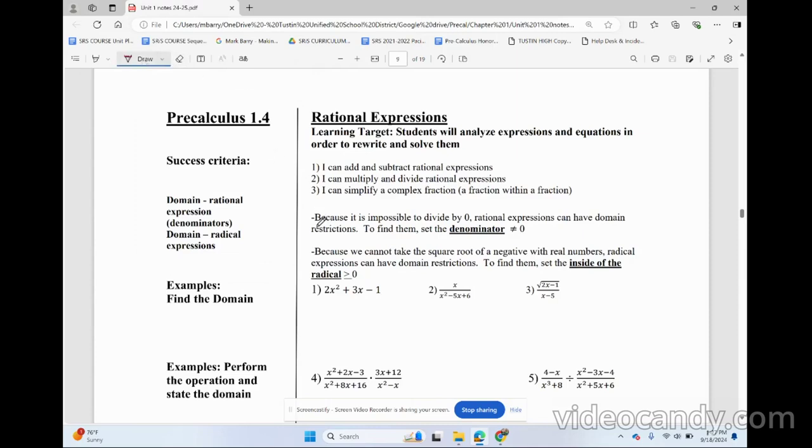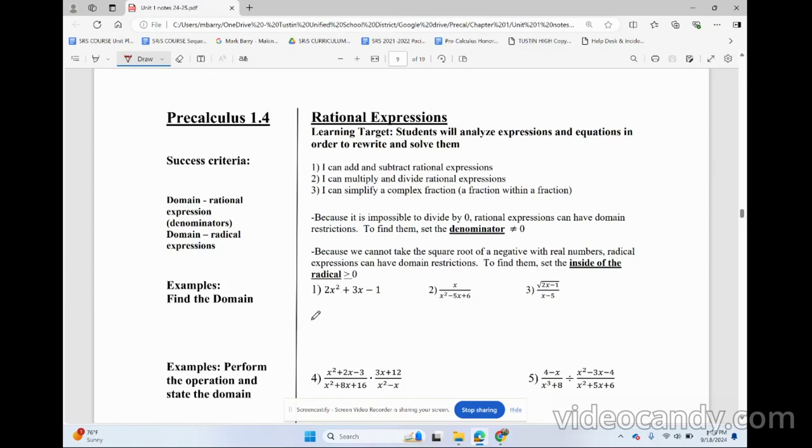that because it is impossible to divide by 0, rational expressions can have domain restrictions. To find them, set the denominator not equal to 0. So anytime we see a denominator, it should be not equal to 0. And then the other one is anytime we have a square root, we need to set the inside of the square root greater than or equal to 0.